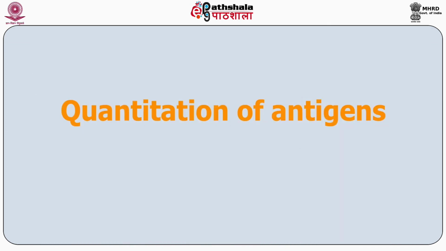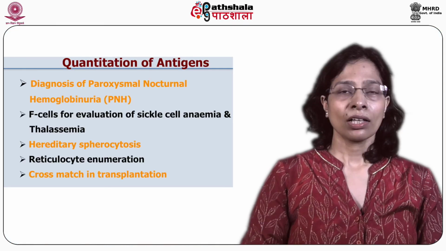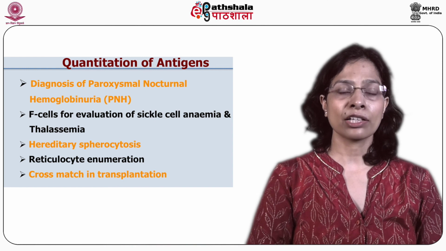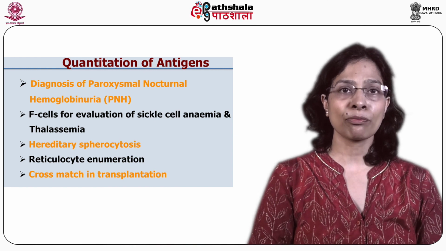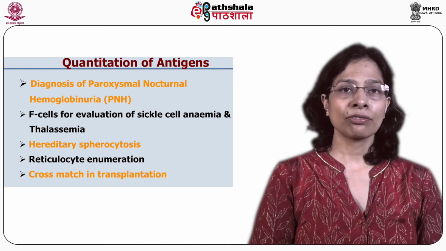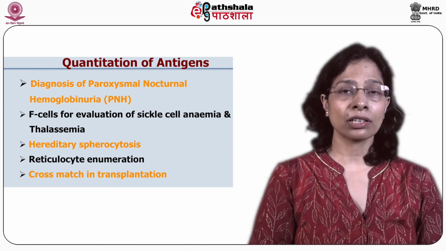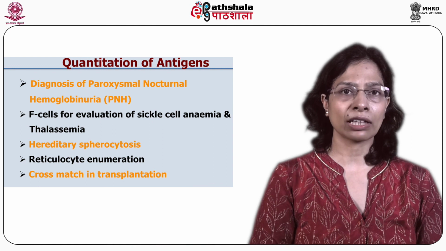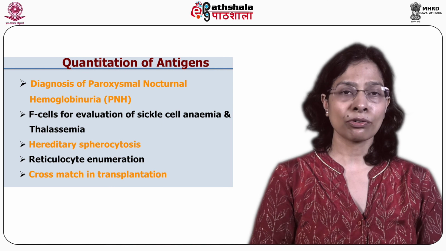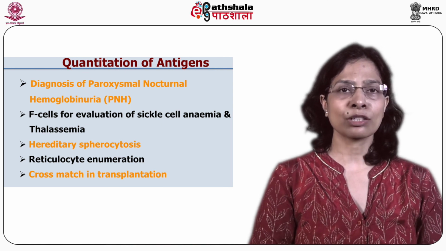Now, we will discuss some of the applications which are based on quantitation of antigens. The quantitation of antigens on the cell surface using flow cytometry has been used for the diagnosis of paroxysmal nocturnal hemoglobinuria, for identification of fetal cells and F cells in the evaluation of sickle cell anemia and thalassemia, for diagnosing hereditary spherocytosis, for enumerating reticulocytes, and for cross-match in transplantation.